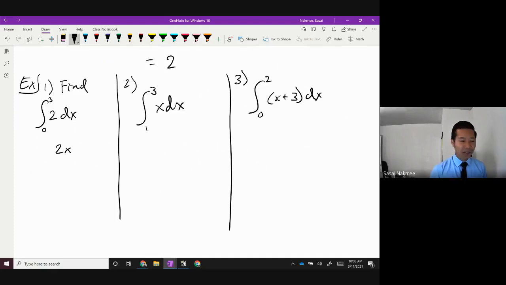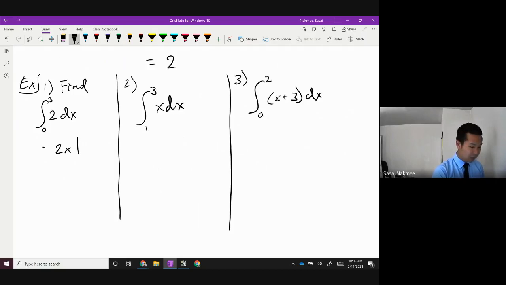The question is asking what function, when I take the derivative of it, I would get 2. So if I take the derivative of 2x, I should get back to 2. That's where that is. Make sure you have your skills with derivatives up and ready to go. It'll help you out really well on this integral section.